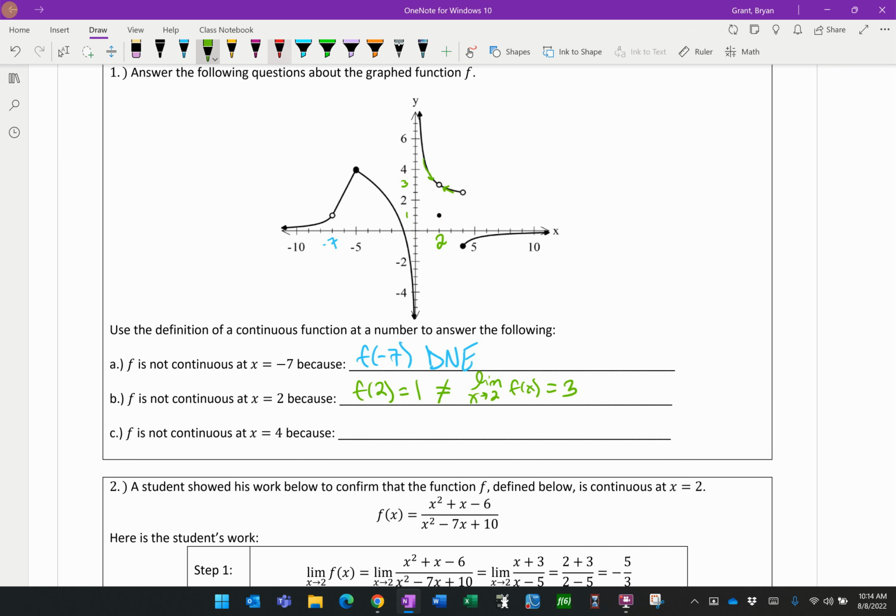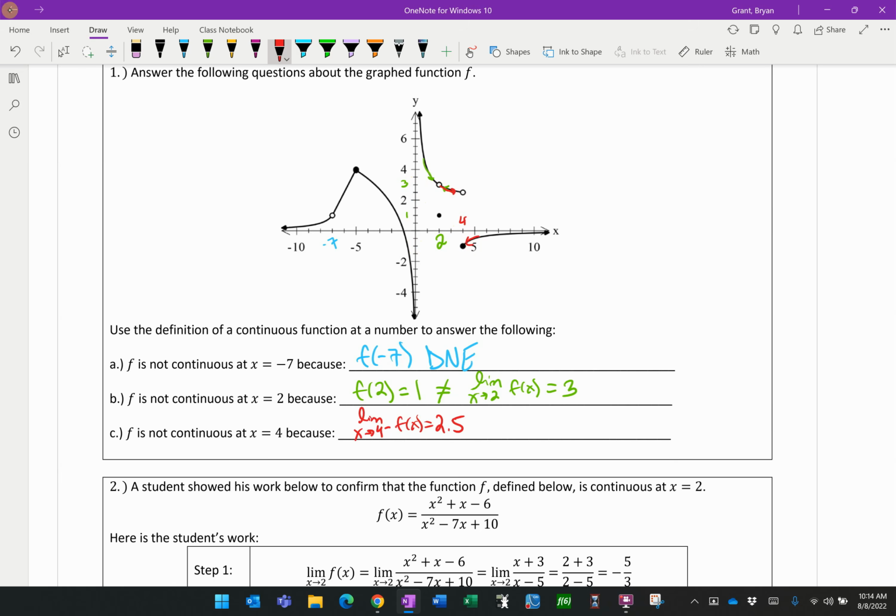Last but not least, f is not continuous at x equals 4, so 1, 2, 3 here is 4. Well, the point exists, right? f of 4 looks like it's negative 1. However, I think the limit does not exist. As we approach from the left and the right, we get two different values here. So we would say the limit as x approaches 4 from the left side, we'll do the top part first, looks like it approaches maybe 2.5, give or take.